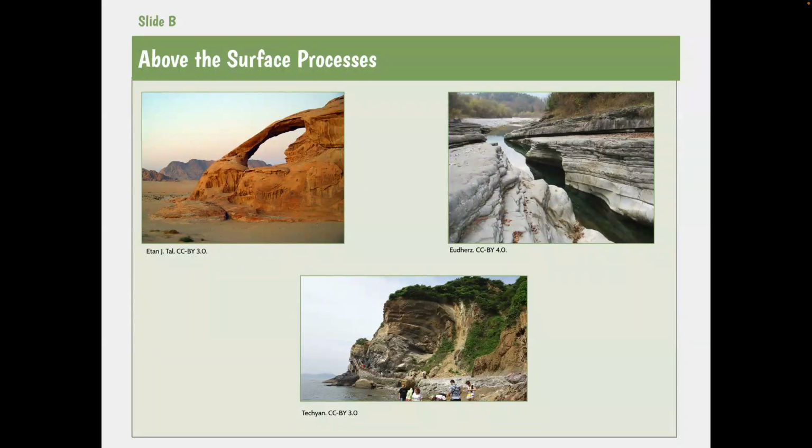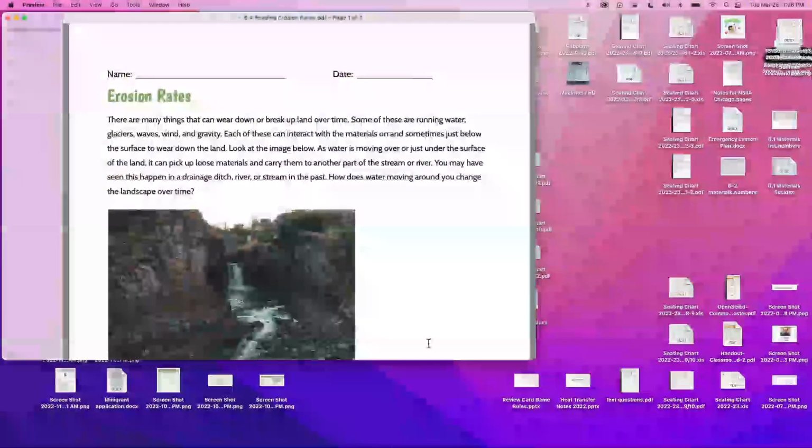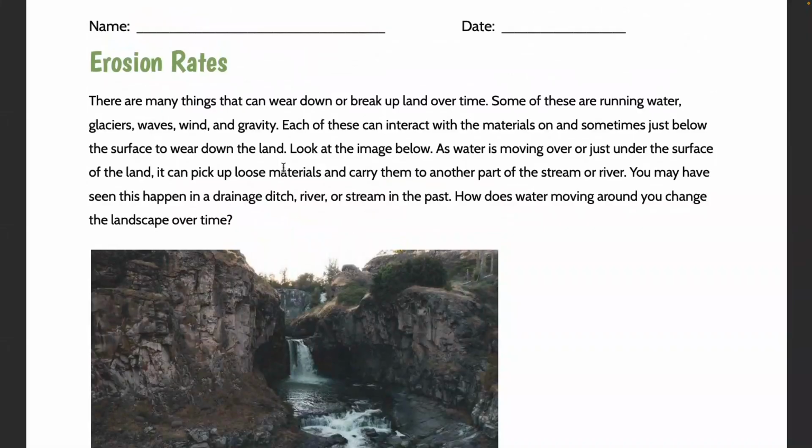Okay, so you've watched the video, and we want to find out what's going on with this erosion. So we're going to take a look at a reading passage about erosion rates. A rate is how fast something happens. So if you were in a car, your rate of speed would be how far you're going in how much time. So erosion rate is how fast is something eroding? How much is it being worn away? So let's read through this article here.